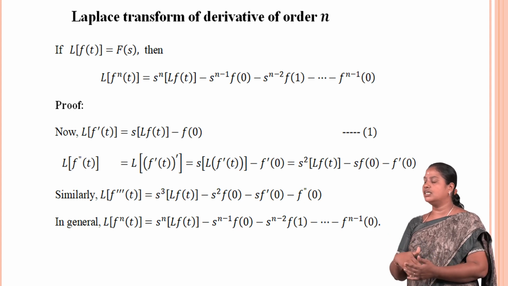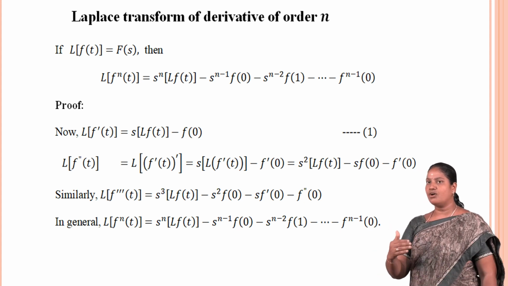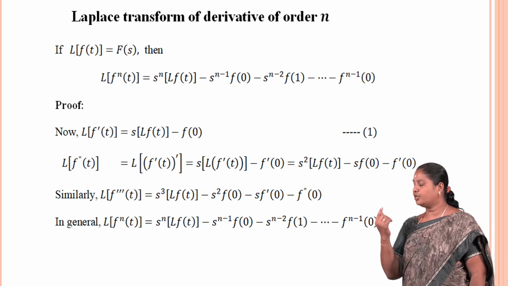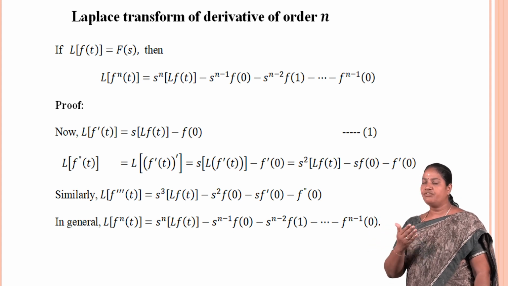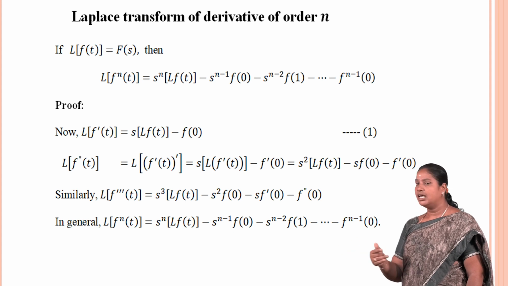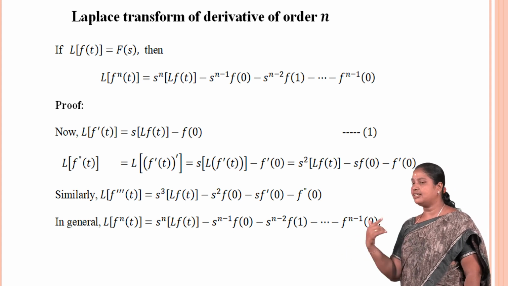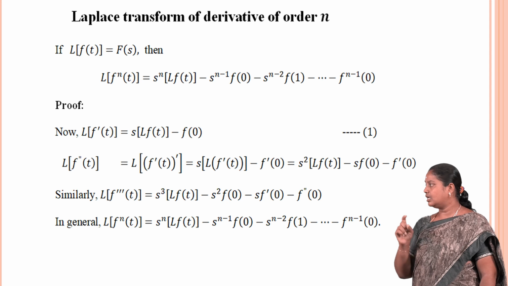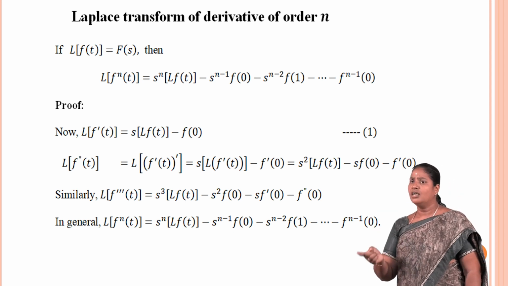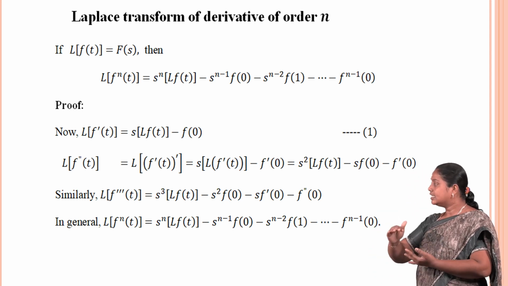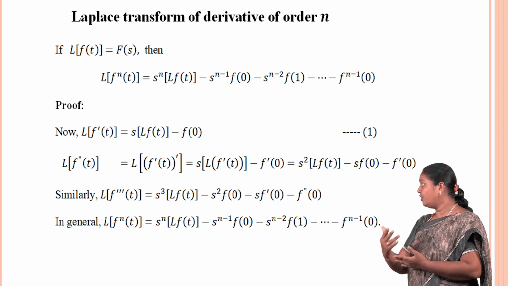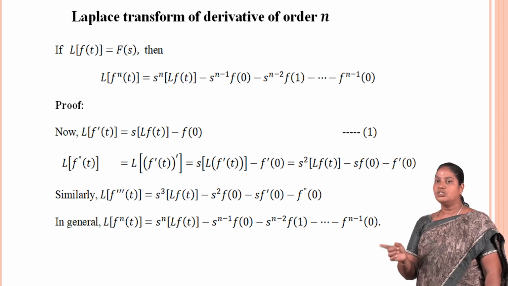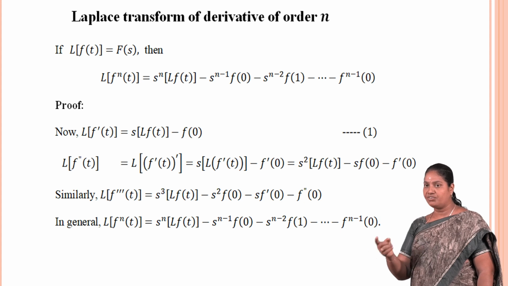This is just a consequence of the Laplace transform of the first derivative. So we know that L of f'(t) is nothing but s times L of f(t) minus f(0). Now we move on to L of f''(t). What is that? It is nothing but the derivative of f two times, the derivative of f'(t) first time. So this is nothing but L of f'(t) the whole dash.